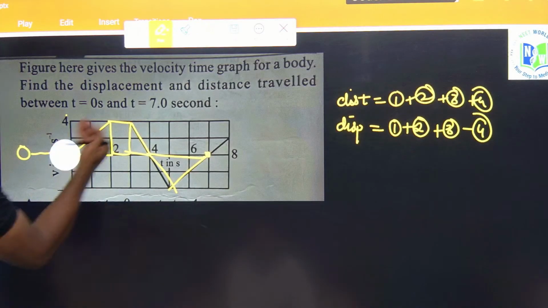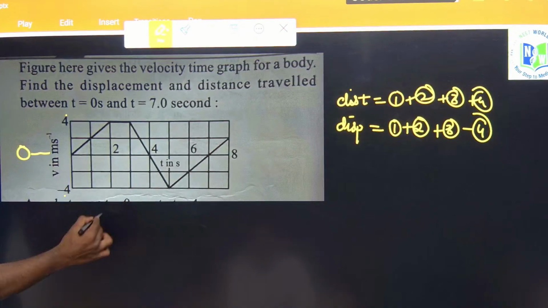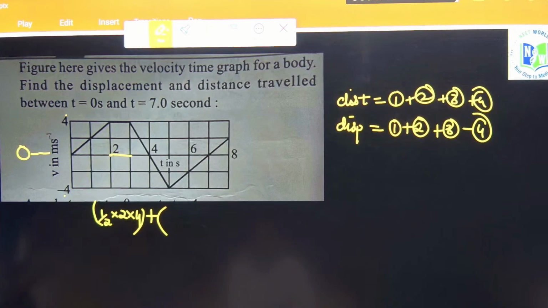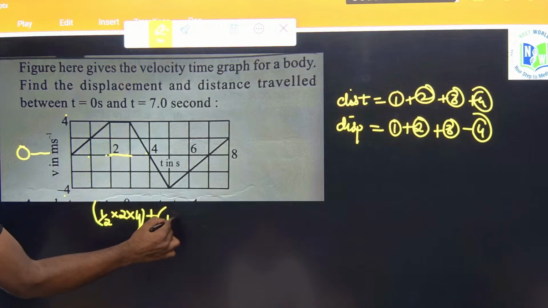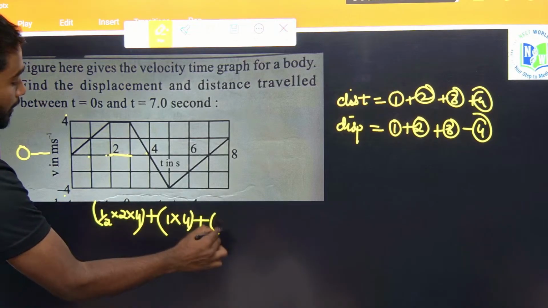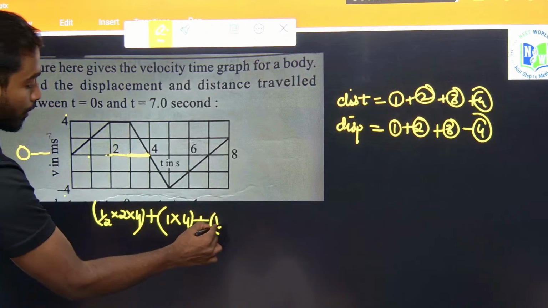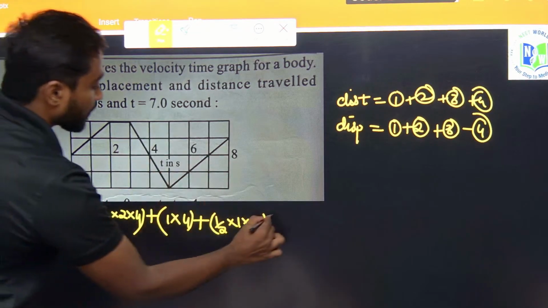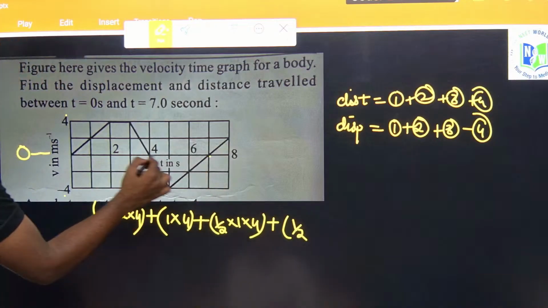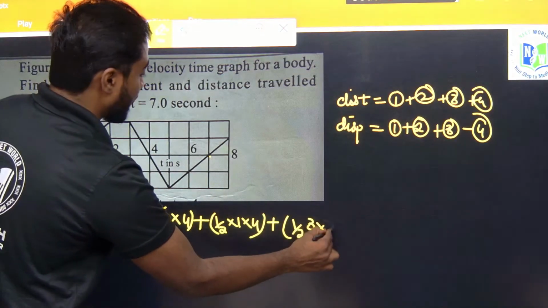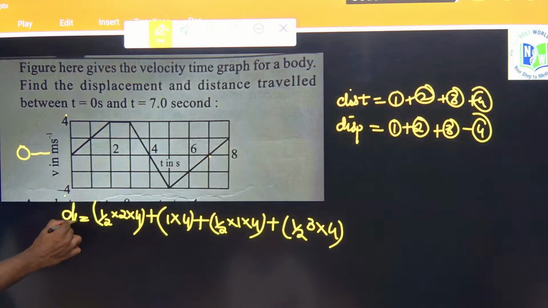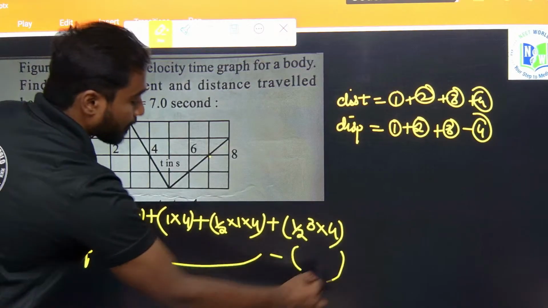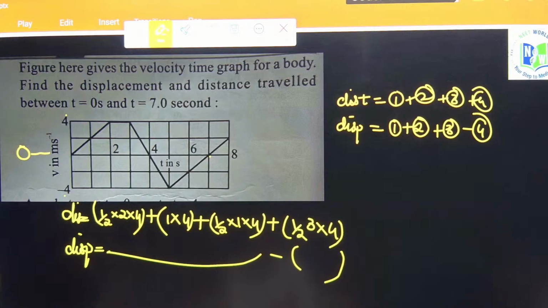So what will be the area of the first one? Half into base 2, height is 4, plus base is 1, 2, 3, 4, so 1 into 4, and here base is 1, so half into 1 into height 4, right. And here plus half into base 7 minus 4, 3, into height 4. So this is my distance. Displacement will be the same thing minus this one. Okay, got it, no?